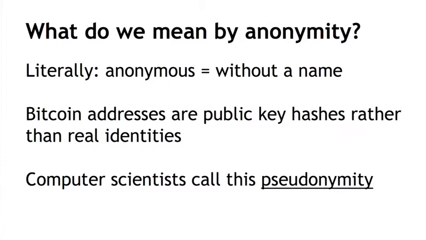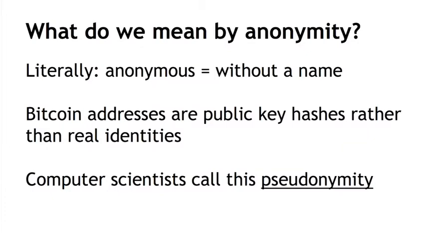But we can interpret this property of being without a name in two different ways. We can interpret it as interacting without your real name, or we can interpret it as interacting without any name at all. Now, if you interpret it as interacting without your real name, then certainly Bitcoin is anonymous in that sense. But we do have these public key hashes that act as some sort of pseudo-identities. And so when computer scientists look at this situation, they don't use the term anonymous to describe this. They call this pseudonymity. And there's a very clear difference between the two, and it's an important one, and we'll see why in a second.